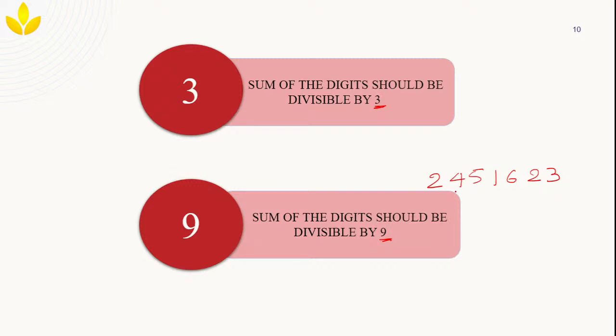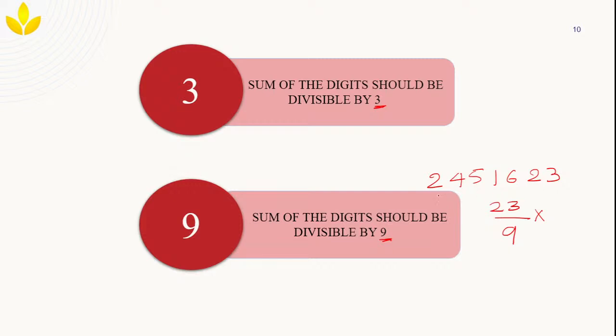How are you going to check it? What do you have to do? You have to add all those numbers and try dividing it by 9. If it is divisible by 9, then the whole number is divisible by 9. If it is not divisible by 9, then the whole number is not divisible by 9. Try. 2 plus 4, 6. 6 plus 5, 11. 11 plus 1, 12. 12 plus 6, 18. 18 plus 2, 20. 20 plus 3, 23. Is 23 divisible by 9? No. So this number is not divisible by 9.